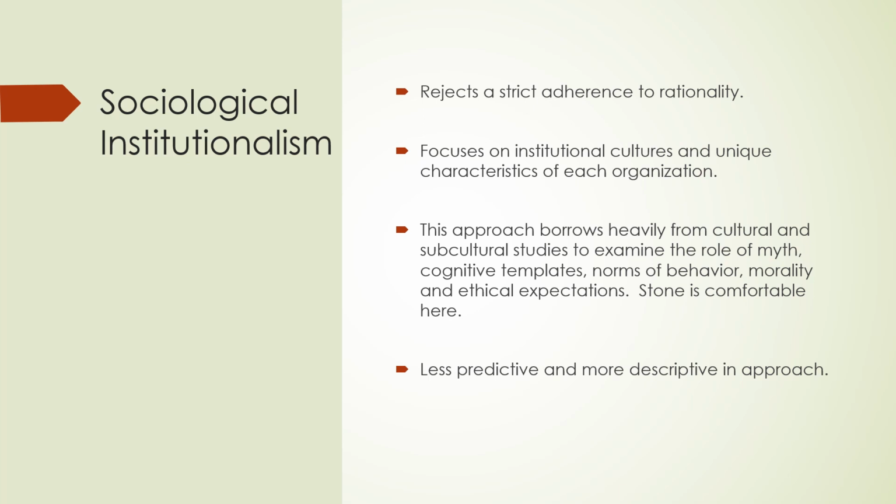If you read Stone, you realize that she says that this rationality project is itself a set of rules and beliefs and norms that people adopt, and they don't realize that they're doing something other than just following a neutral process. There are no neutral institutions, sociological institutionalists would say.